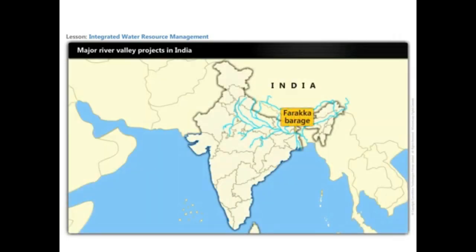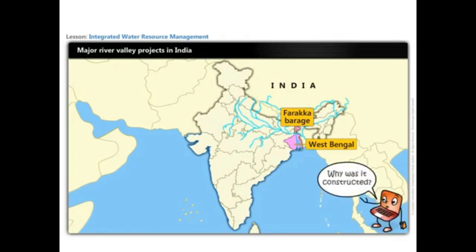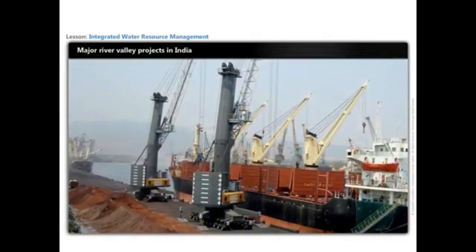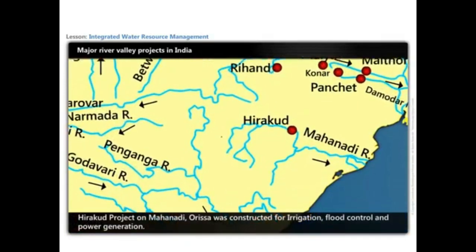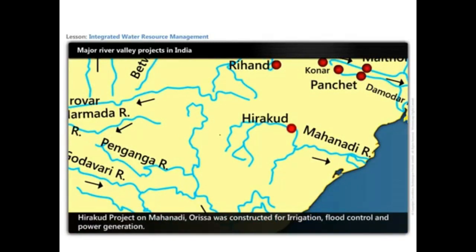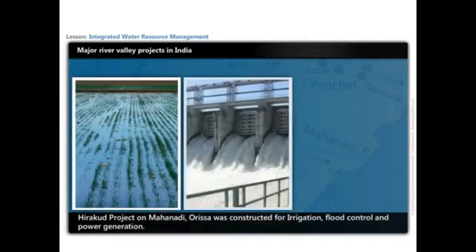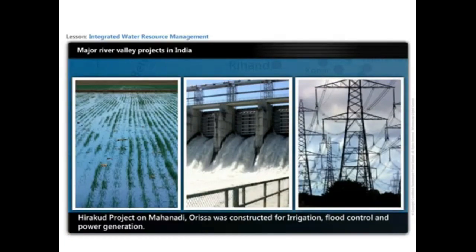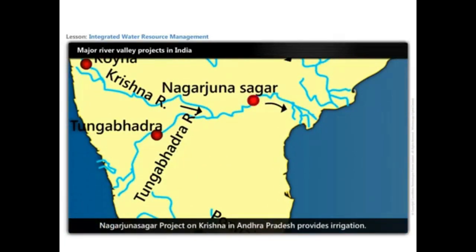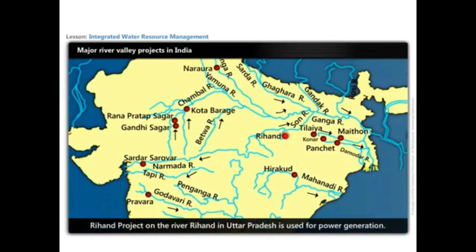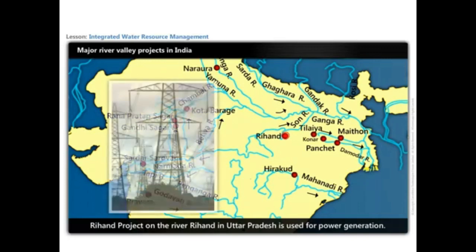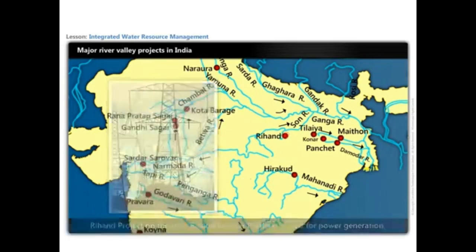Recall Farakka Barrage on Bhagirathi in West Bengal. Why was it constructed? It was constructed to maintain Kolkata port for navigational purpose. Hirakud project on Mahanadi, Orissa was constructed for irrigation, flood control and power generation. Nagarjun Sagar project on Krishna in Andhra Pradesh provides irrigation. Rihand project on the river Rihand in Uttar Pradesh is used for power generation.